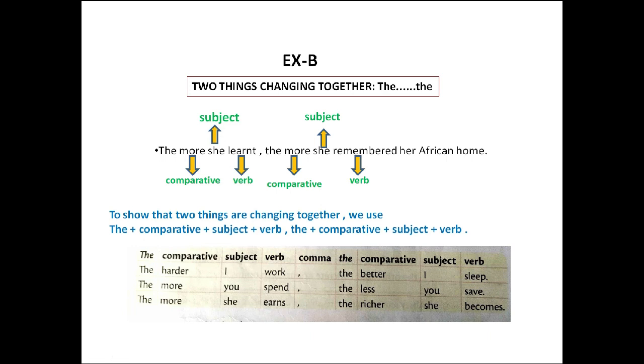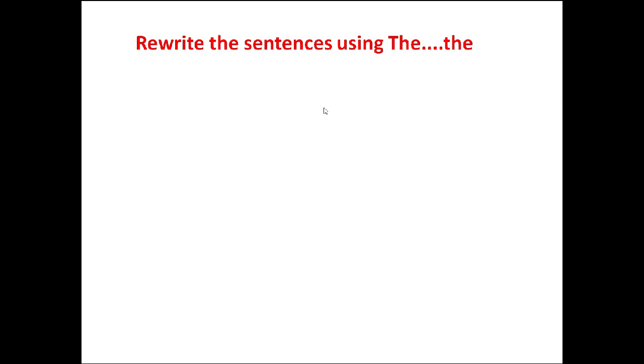To make it more clear, I have few exercises for you. Rewrite the sentences using the. Look at the first sentence. If I have more friends, I am happier. I have underlined more friends here. I will tell you why. First, I will find out subject. Where is my subject? I. Who has more friends? I. So, I is my subject.